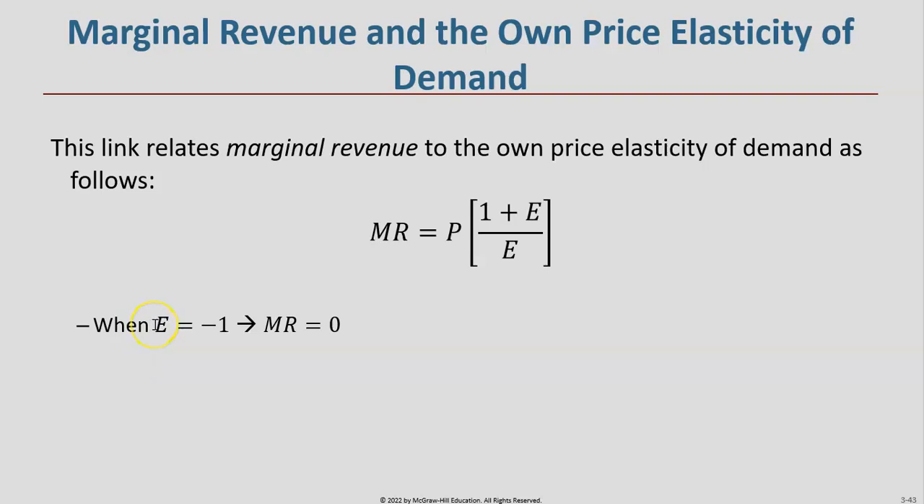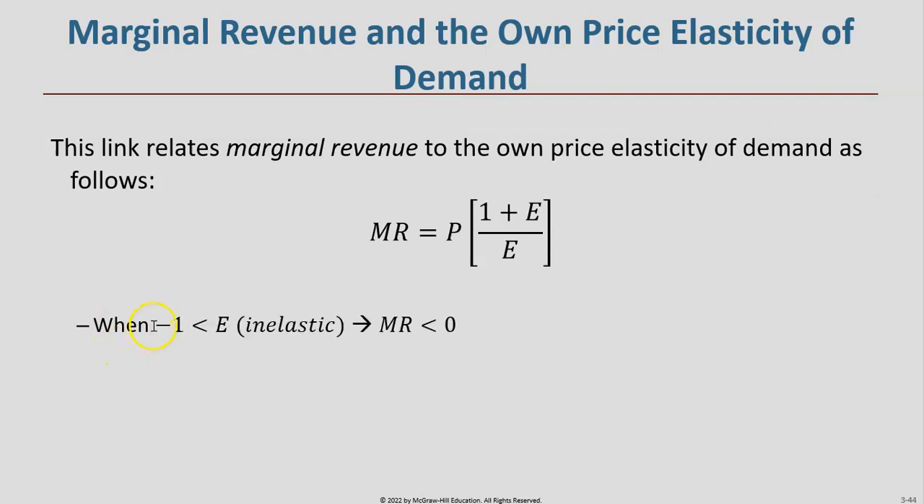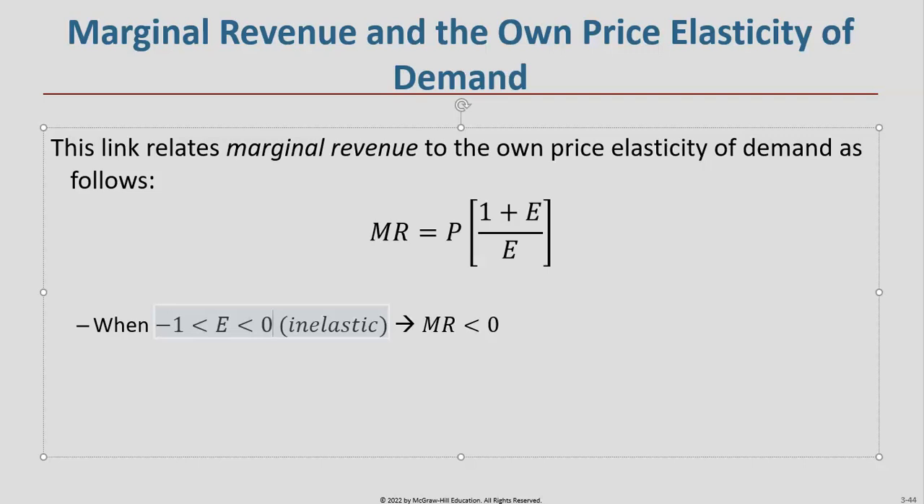Okay, so what about when elasticity is equal to -1? Well, then your marginal revenue is going to be equal to 0. Okay, because if you take -1 and plug it into E in the numerator of this equation, 1 minus 1 is equal to 0, and the right-hand side collapses to 0. Okay, and now what about when E is greater than -1 and less than 0? Then the demand curve is inelastic and marginal revenue is going to be less than 0.